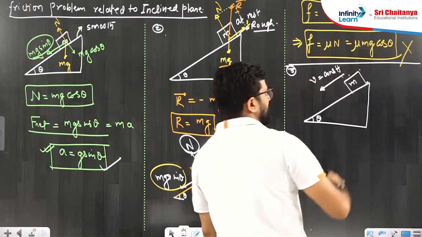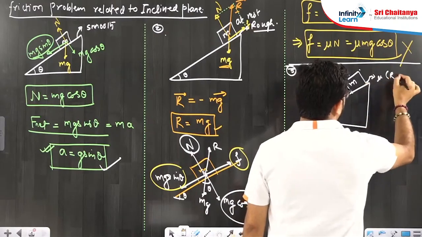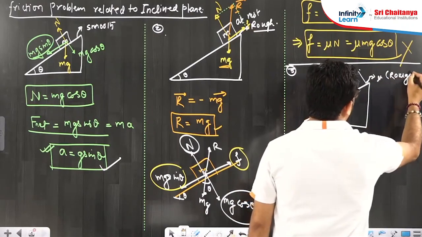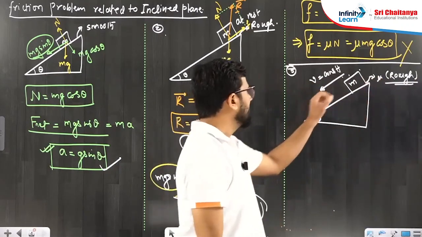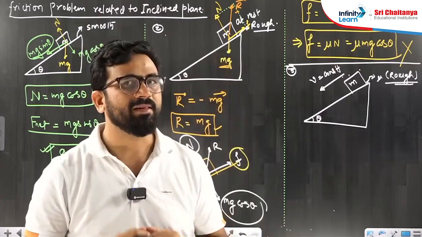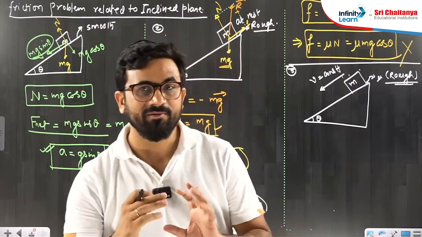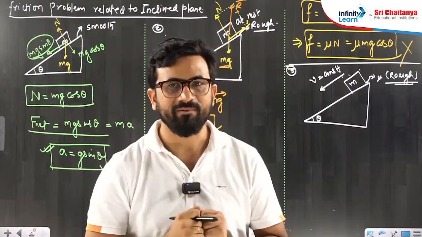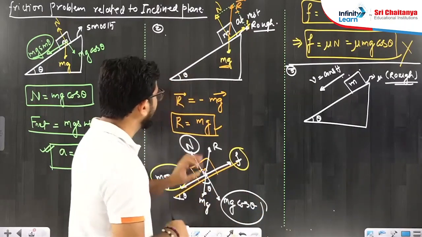Now my question is very simple. It is given to you here mu. Mu is given, that means it's the rough surface, no need to say. Then only it can move with the constant speed. And the question is now, what is the friction force acting on this block? Is this a kinetic friction or a static friction? Which type of friction will act on this block? Please answer.